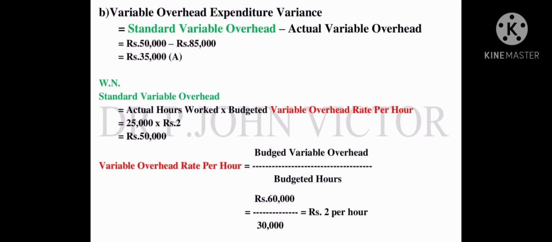Now this value is applied in the formula. Standard variable overhead is rupees 50,000 minus actual variable overhead rupees 85,000. So when deducting we get rupees 35,000. Here also we get an adverse value. Why? See that the minus value, that is 85,000, is the higher value. So when we deduct this we get adverse. So the variable overhead expenditure variance is rupees 35,000 adverse.